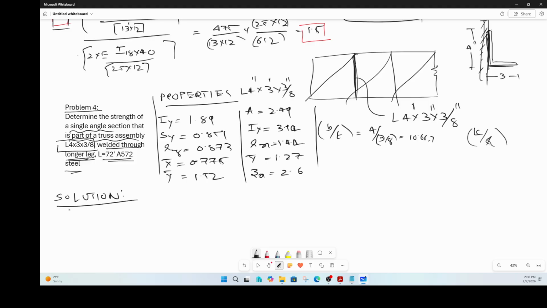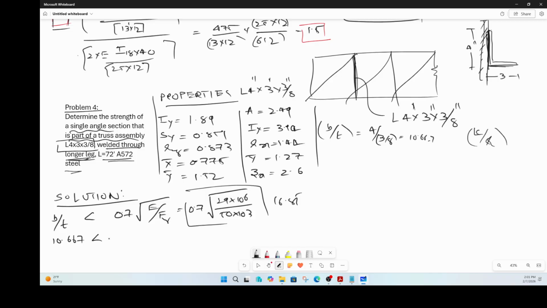When I start my solution, I want to see if this angle has slender legs or not, right? Remember, we talked about that one condition wherein flexural torsional buckling can be neglected if b by t is less than 0.7 square root of E by Fy. That is exactly what we are checking here. 0.7 square root of E, which is 29 times 10 power 6, over Fy, which is 50 ksi. So 10.667 is less than 16.85.